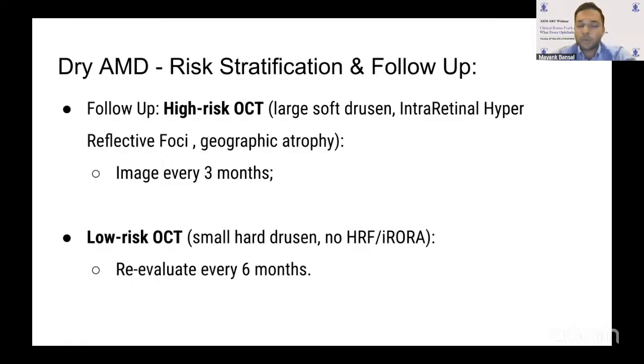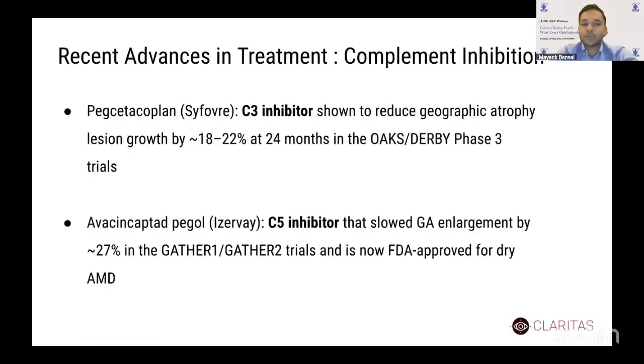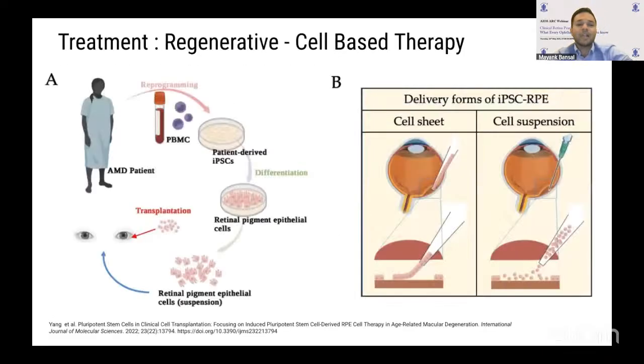Further, when we follow up patients, it's important to stratify them. Those who have more high-risk OCT features, which we spoke about, like intraretinal hyperreflective foci, should be called in earlier and imaged every 3 months, as well as patients who have more geographic atrophy. And those who have a lower-risk OCT, such as small, hard drusen, can be reevaluated every 6 months or so. More recent advances in treatment include C3 inhibition as well as C5 inhibition, as well as regenerative cell-based therapy.